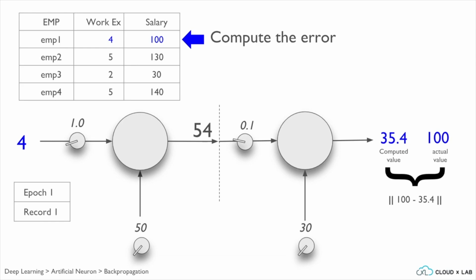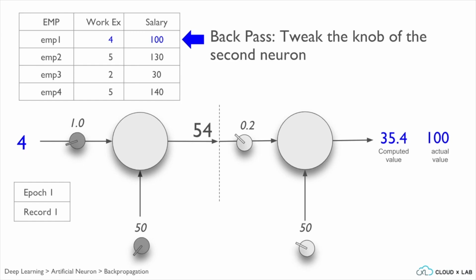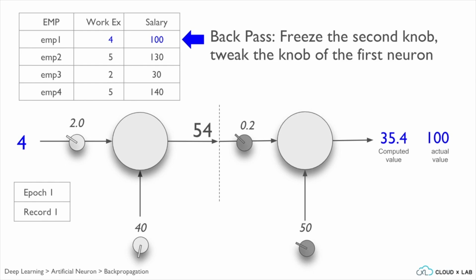Now, freezing the first set of knobs, that is, the weight and the bias on the first neuron, we tweak the values of the weight and the bias in the second neuron. Next, we go one step backwards and tweak the value of the weight and the bias of the first neuron by keeping the weight and the bias of the second neuron frozen. This, you may recall, is called backpass.